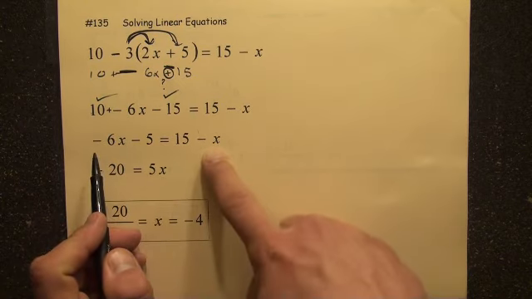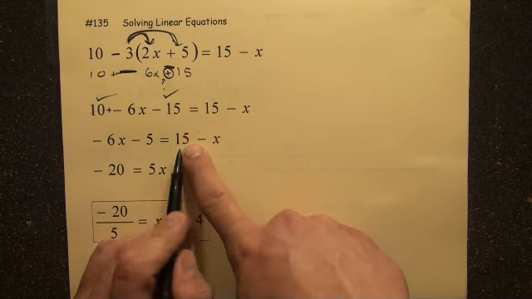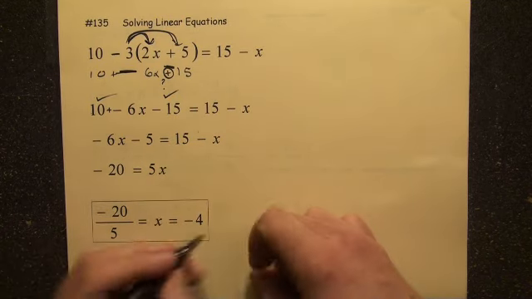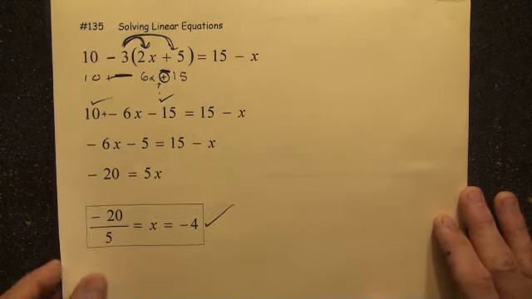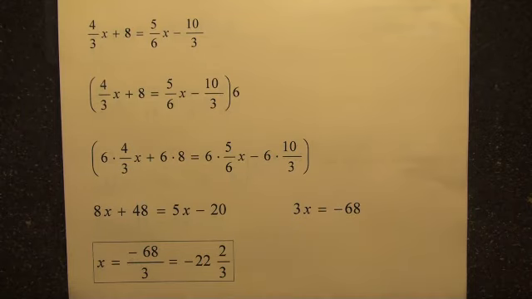We're going to move the 6x over here to make it positive 5x. Move the 15 over here to make it negative 20. Divide, and you get negative 4. Okay, so this would be solving a linear equation that has a distributive property involved. Next one, solving a linear equation that's got fractions.